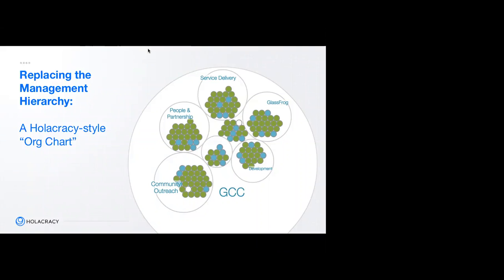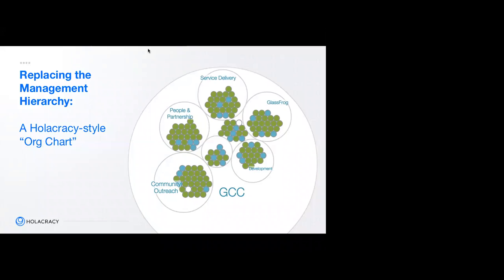So every circle has a couple of elected roles. It has a rep link role. That role's purpose is about removing constraints in the circle's broader environment. So if you were the rep link for people and partnership, you're worried about constraints in the broader GCC, things that are limiting the ability of people and partnership to truly express its purpose.